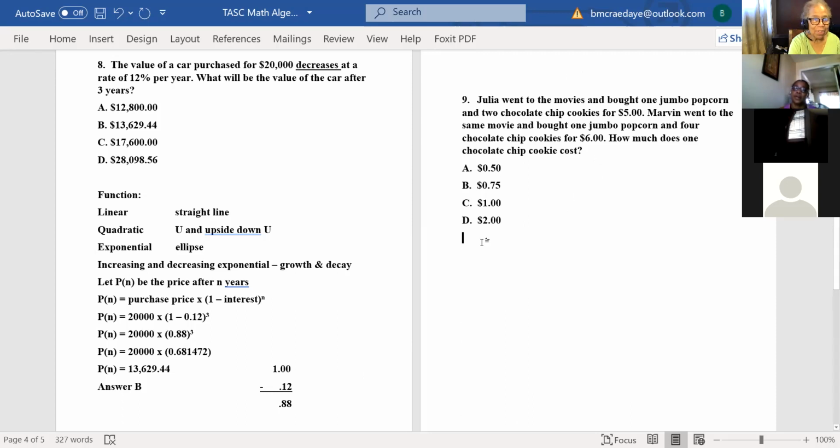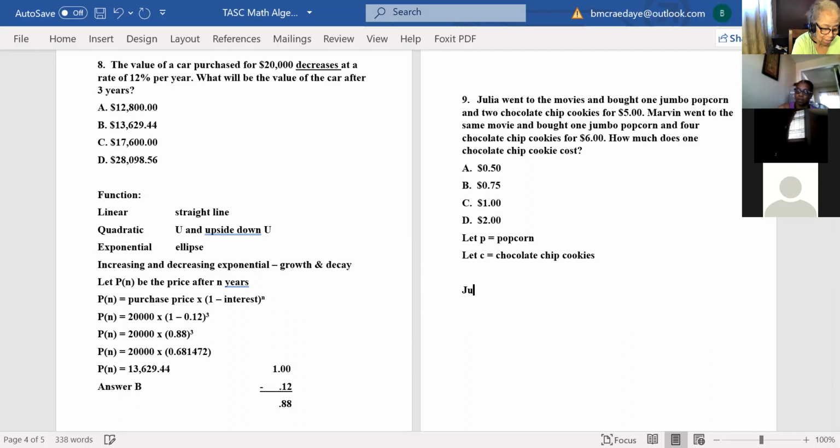Okay, let's just do this. Let P equal popcorn. Then you can start setting up the relationships. Let C equal the chocolate chip cookies. Now, how would you set up what Julia bought?